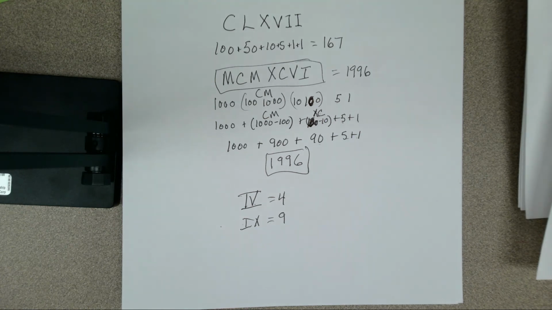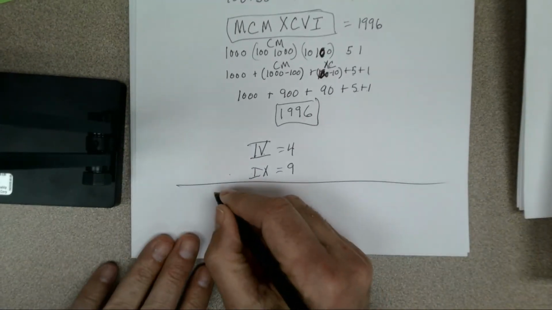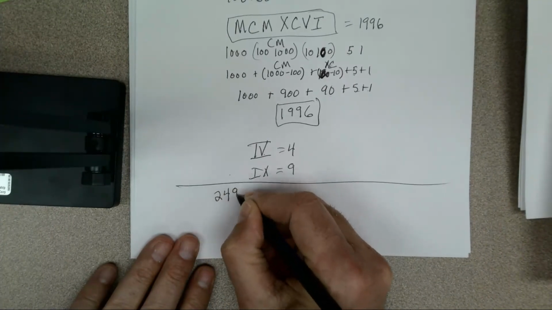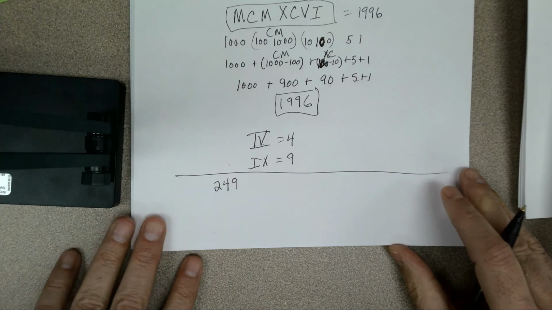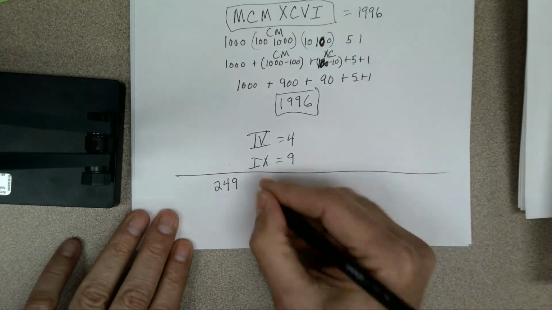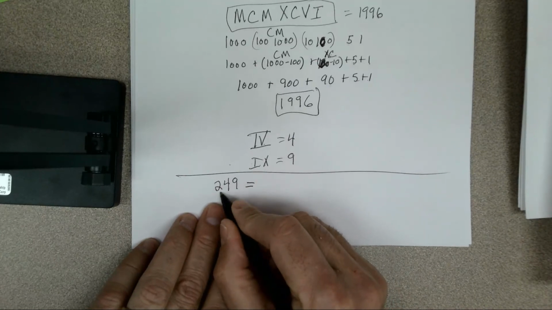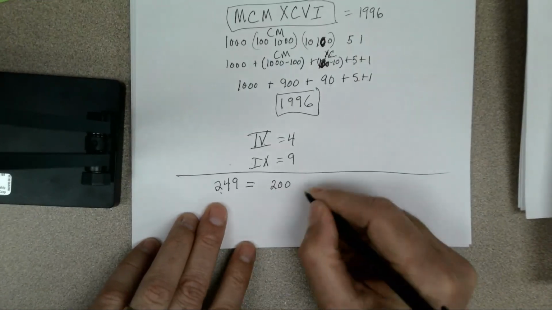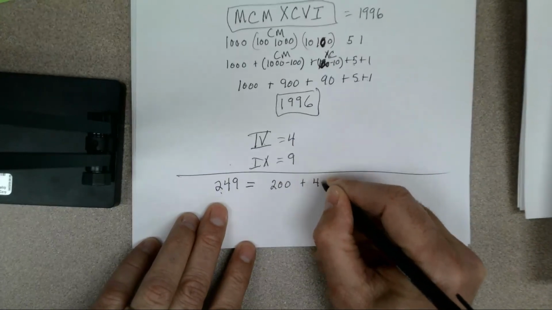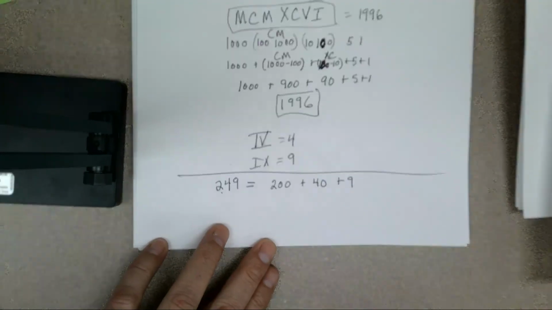Trying to think. Let's see. So let's go the other way. So let's have you take the number 249. Let's write this as a Roman numeral. Okay, so let's think of this. So let's do 200 first. So we're going to break this down into expanded form. 200 plus 40 plus 9. All right, that's expanded form.